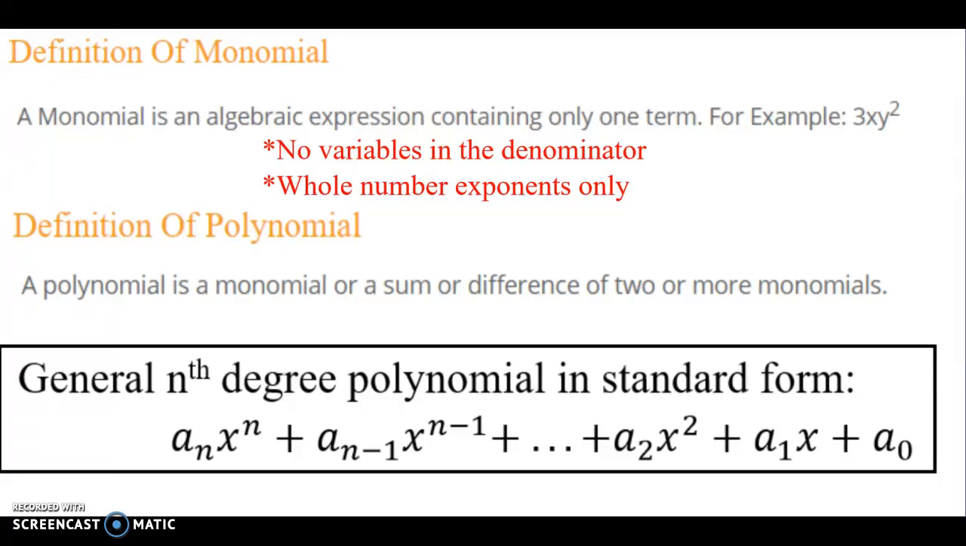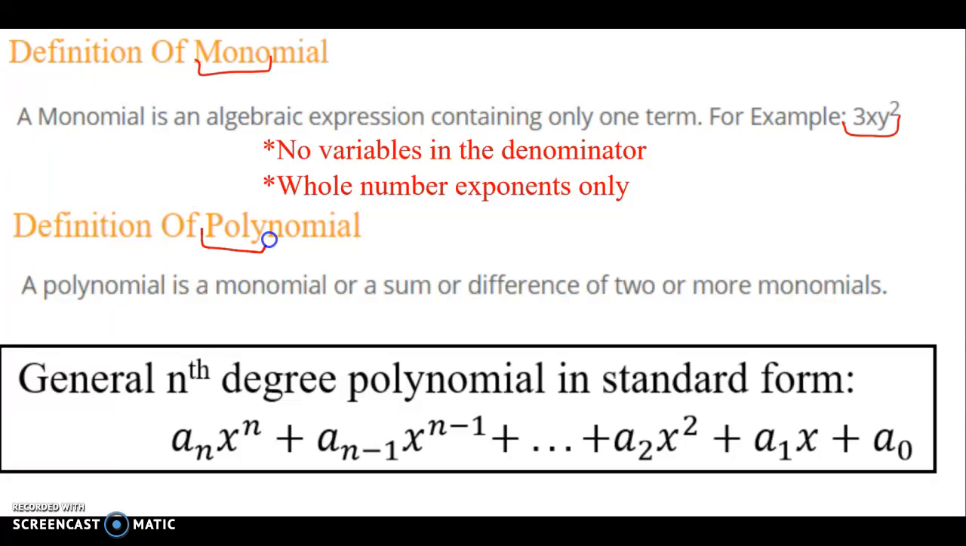Our building blocks of our graphing are the monomials. What does mono mean? One. So a monomial is an expression containing only one term. So there's no adding or subtracting. It's just that, kind of like that 3x y plus 2. Couple rules: can't have variables in the denominator, and there's no rational exponent. So only whole numbers. Keep it easy.